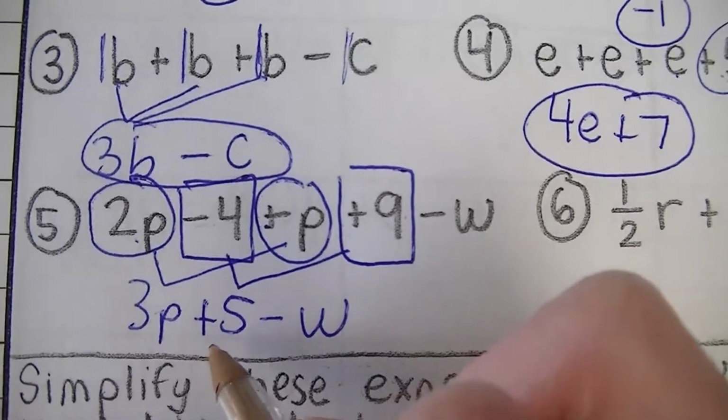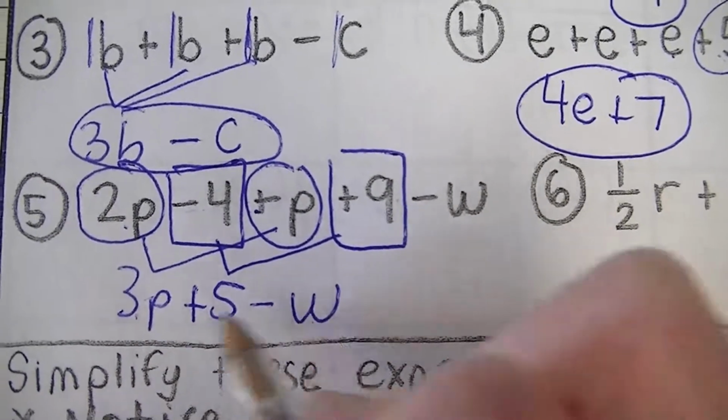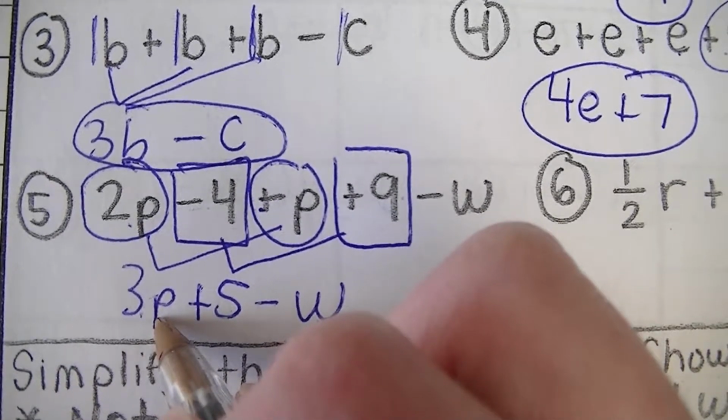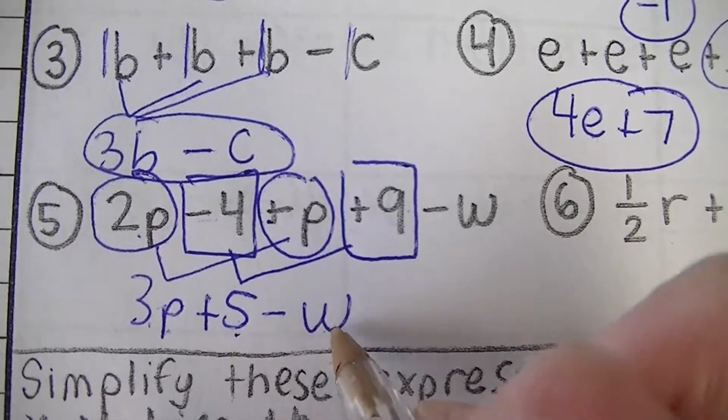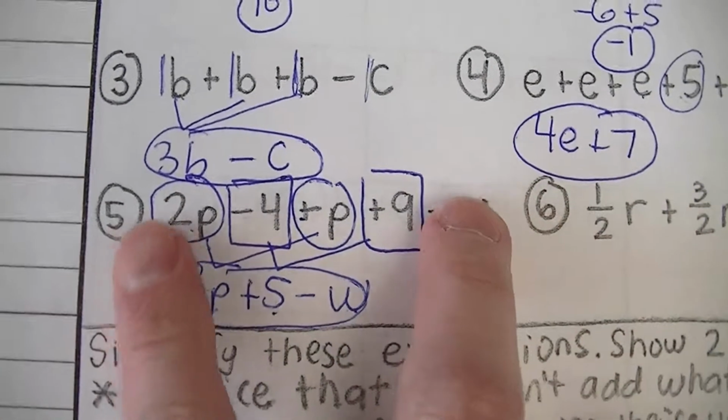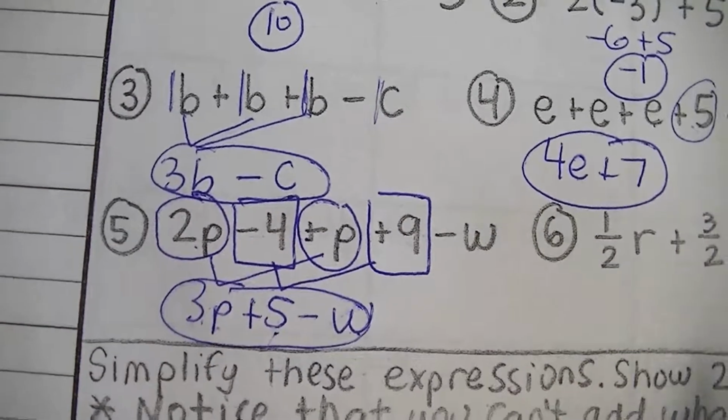And that's as simplified as it gets because these 3 terms are not alike because they have different endings. This has got p for its variable, this is constant, and this has got w as its variable. So that's it simplified. See how it was kind of long and then you simplified it down.